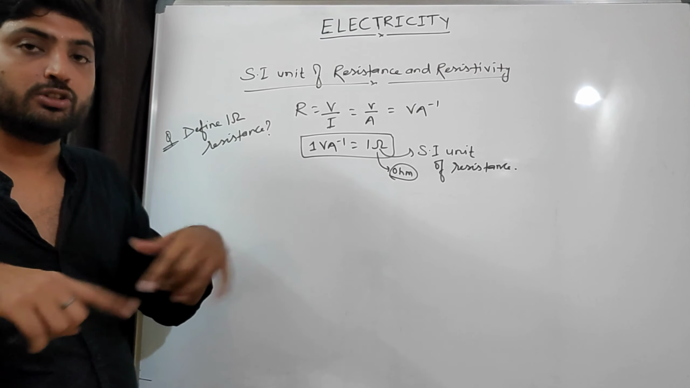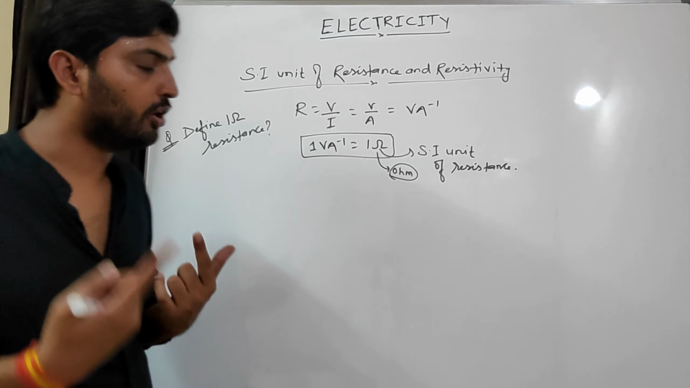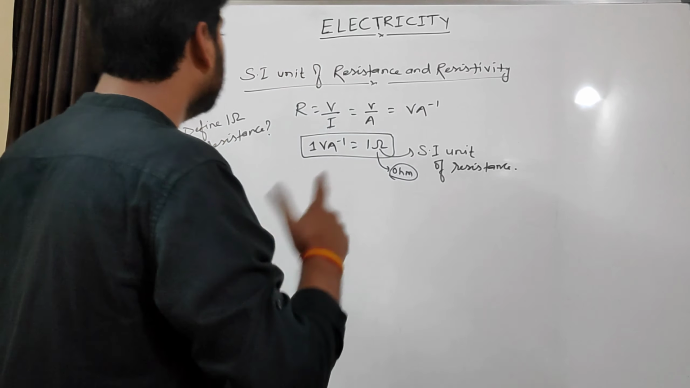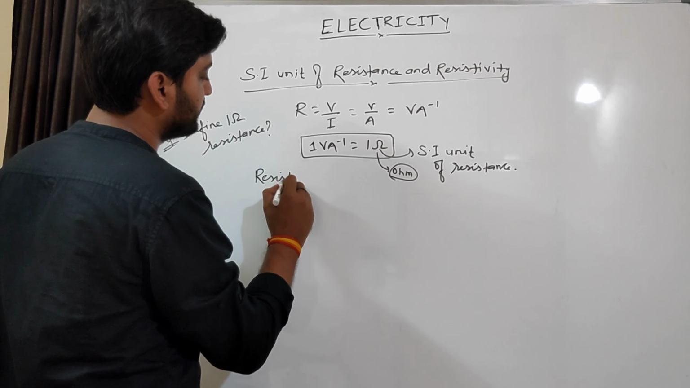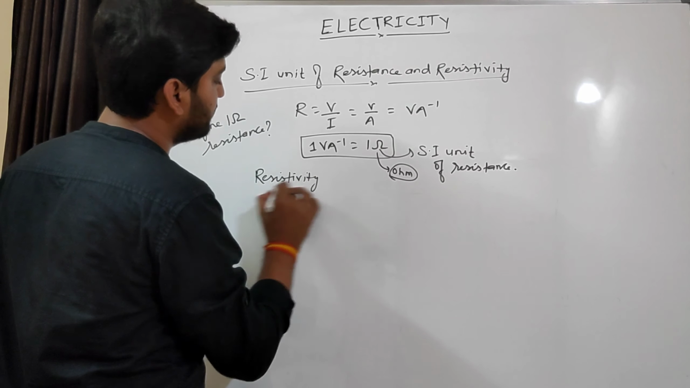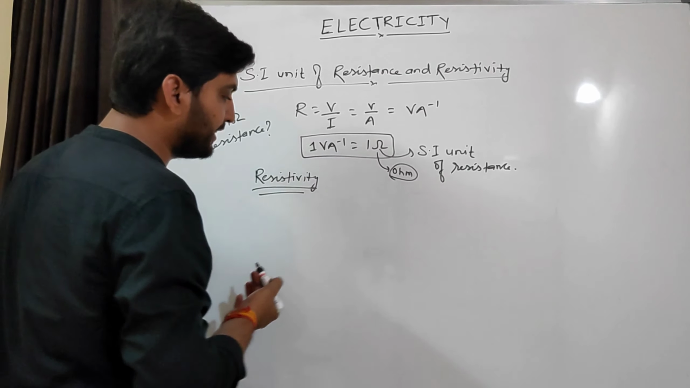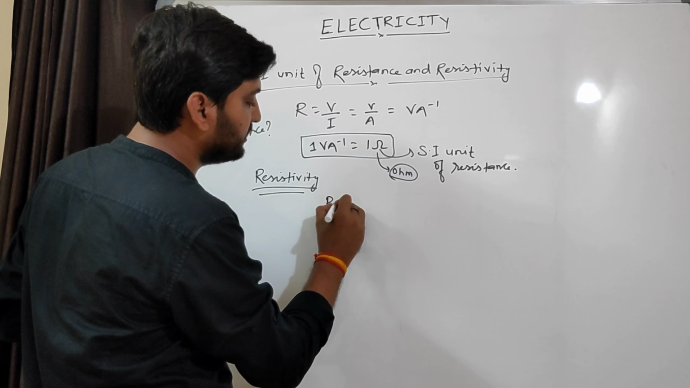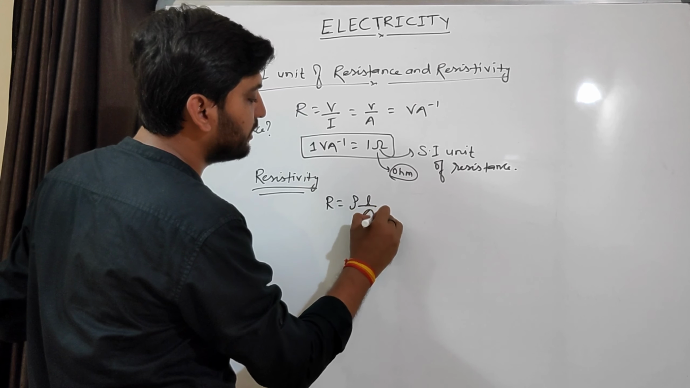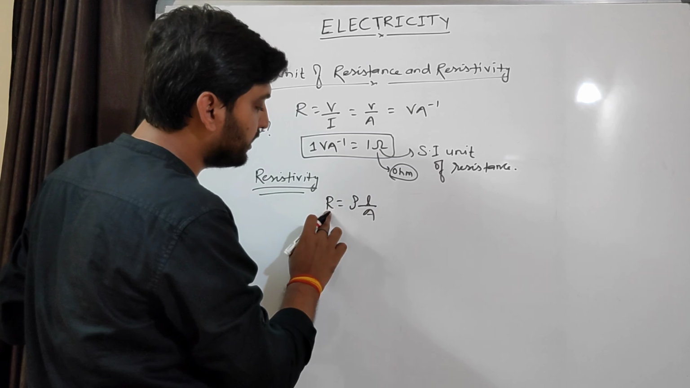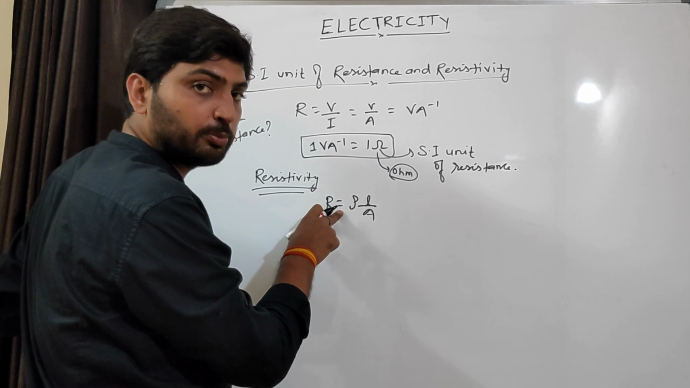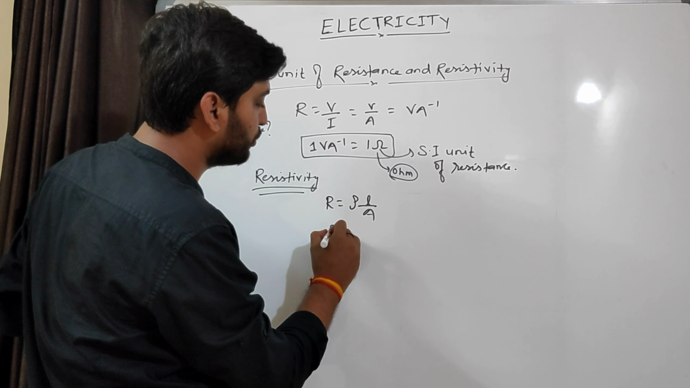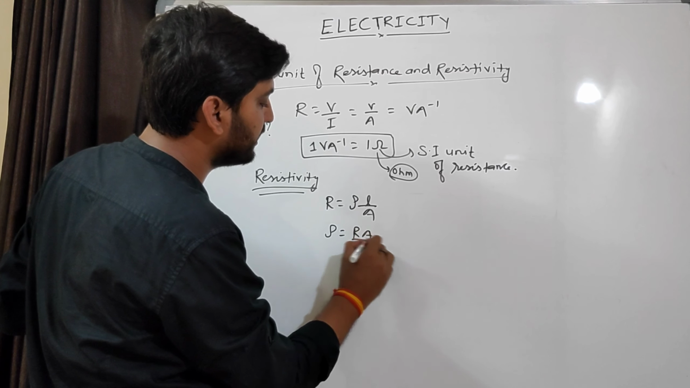Write down this question and you have to write this answer in your own words. Okay? Now next, resistivity. What will be the unit of resistivity? See, R is equal to rho L upon A. We have already seen R is directly proportional to L, R is inversely proportional to A, and when we remove the proportional sign we get this rho. So rho is equal to RA upon L.